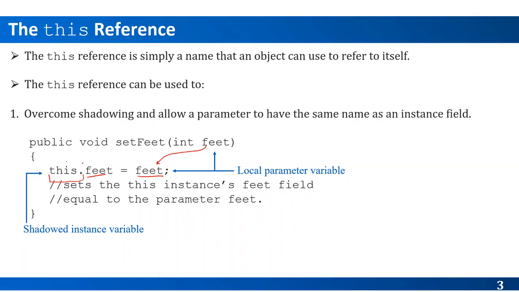And by saying shadowed, if you remove this dot, feed is equal to feed, it's just going to assign this one to itself. So it's going to think that this is the closest one, instead of thinking that this is the field that is up in the field definition of a class. So that's the confusing part that you need to avoid. So that's one use that we are familiar with of how to use this and why to use this.